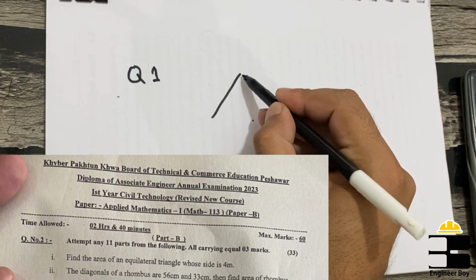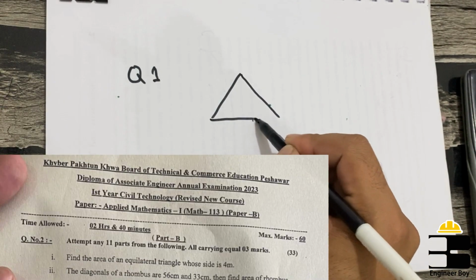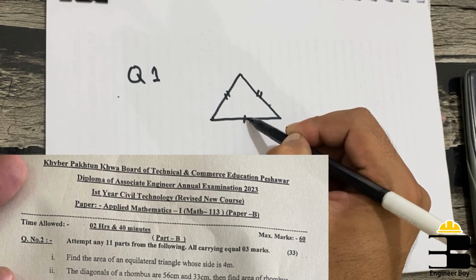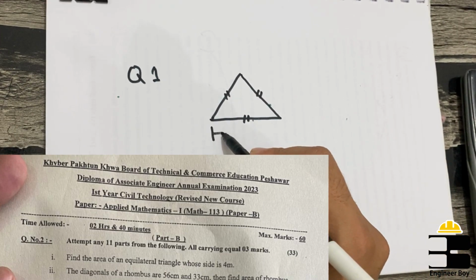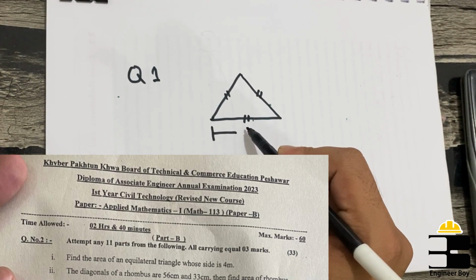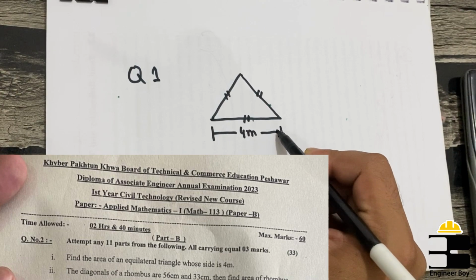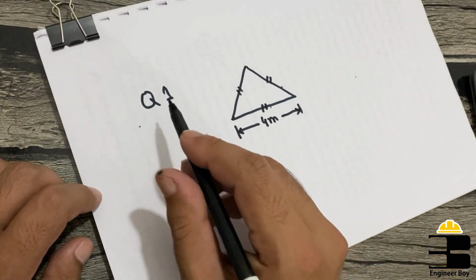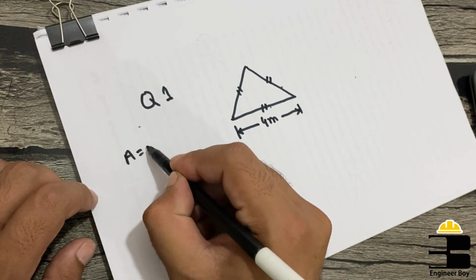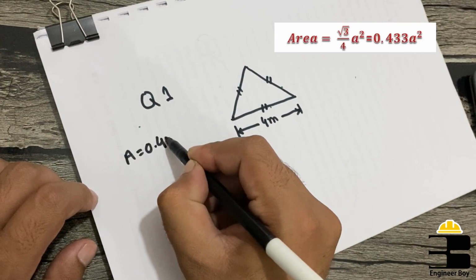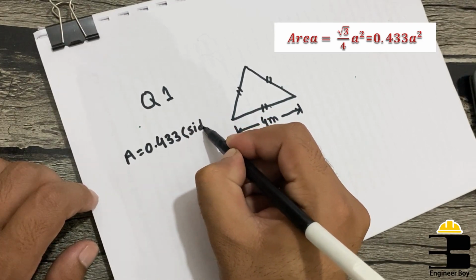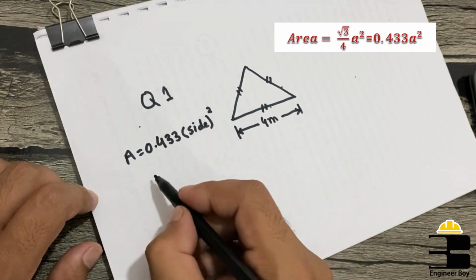Let's just say this is an equilateral triangle. As you can see, all sides are equal in length, and it is given that the length of one side is 4 meter. So what's going to be its area? Remember, the area of an equilateral triangle can be 0.433 times the side square. This is so simple.